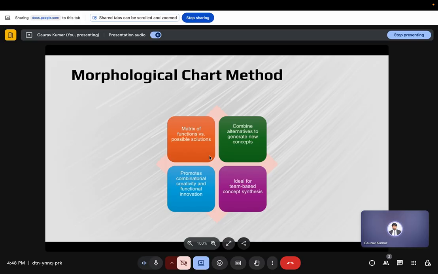It also ensures completeness: no function is left unsolved. Teams can score the combinations quickly for plausibility before deeper evaluation. The chart persists as design knowledge. So morphological analysis is the bridge from function maps to concept families.